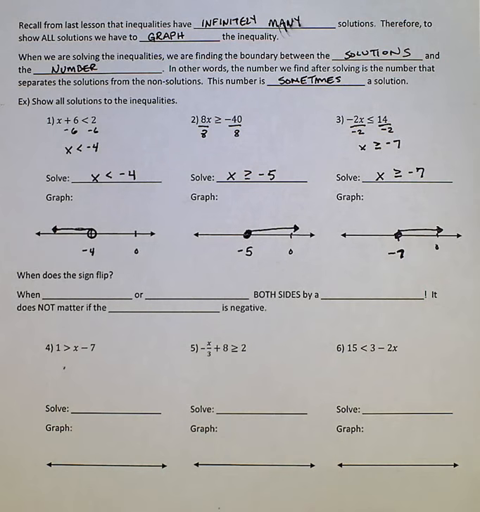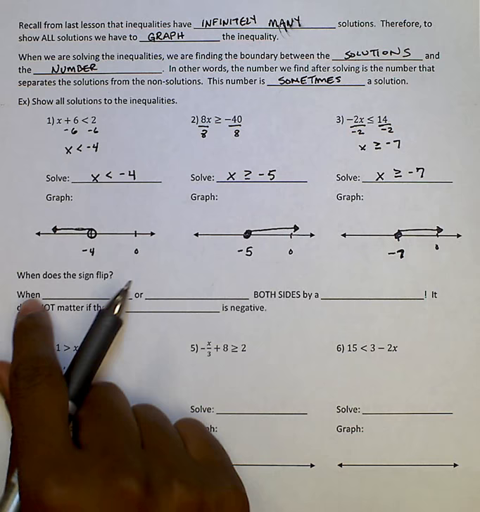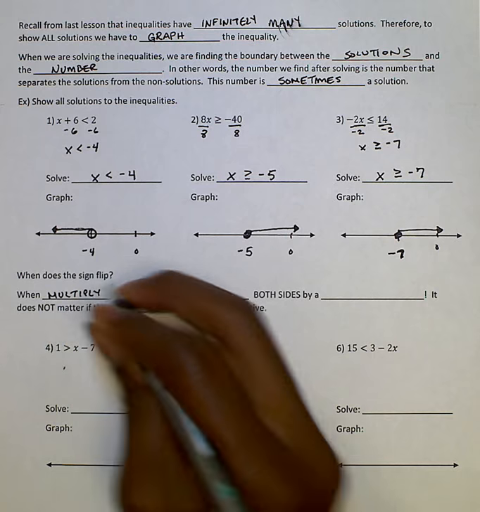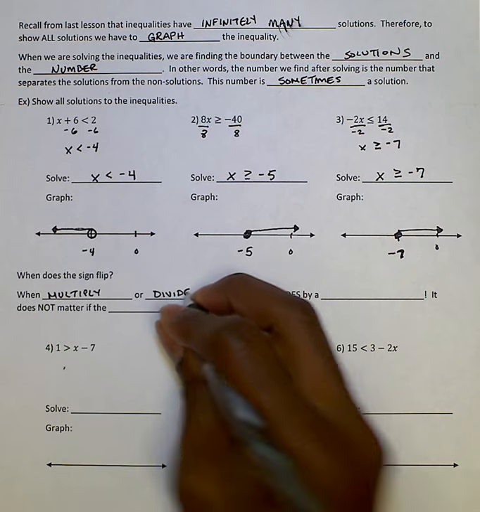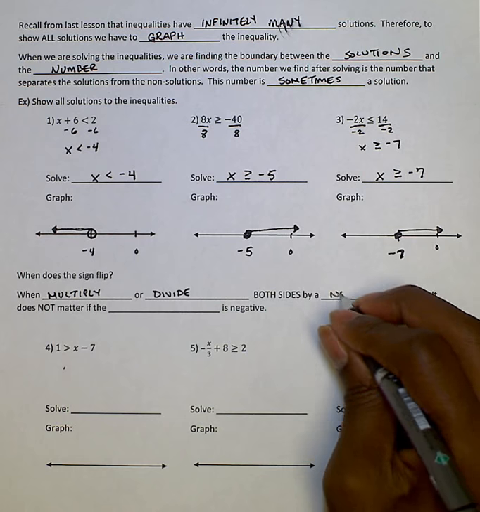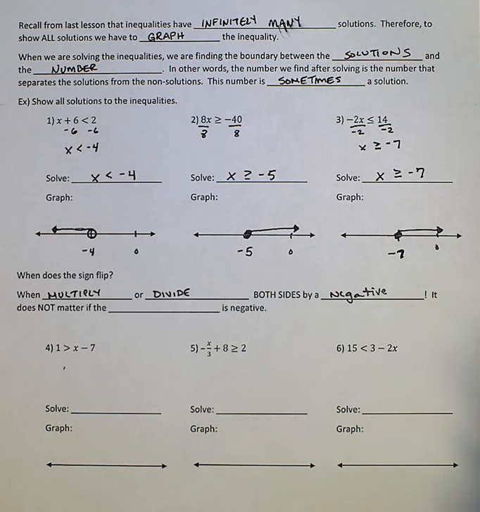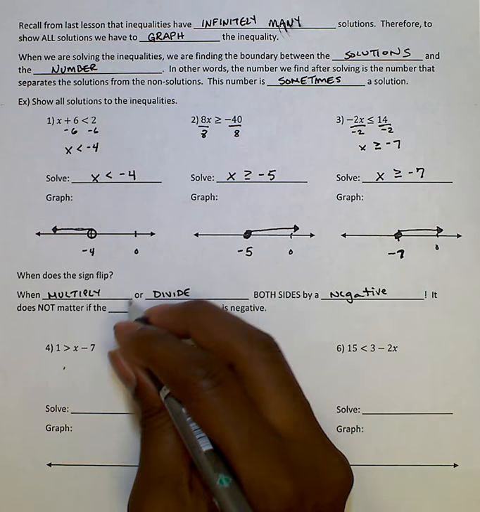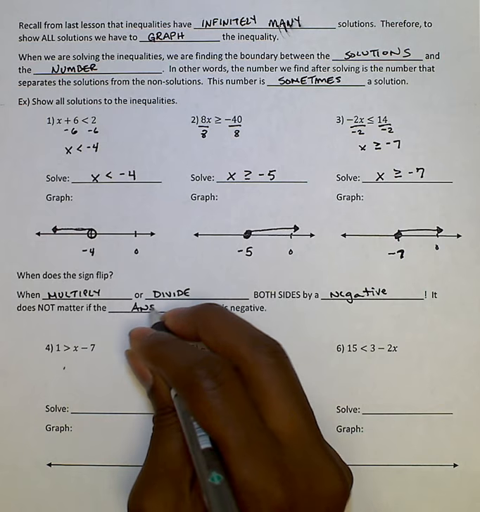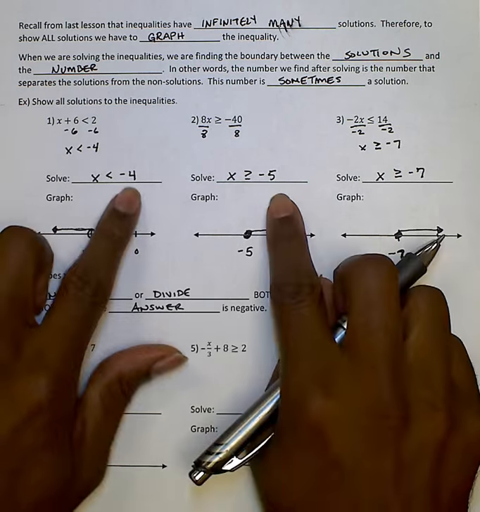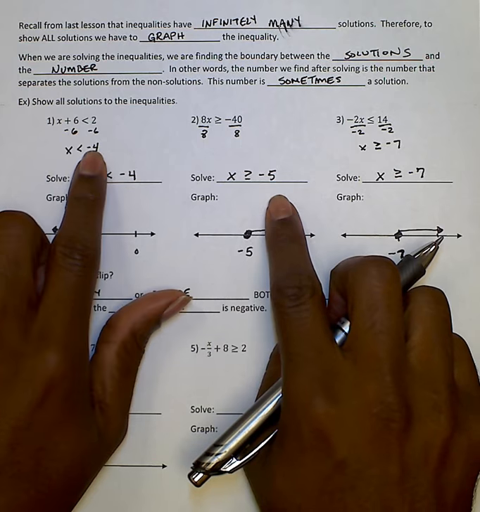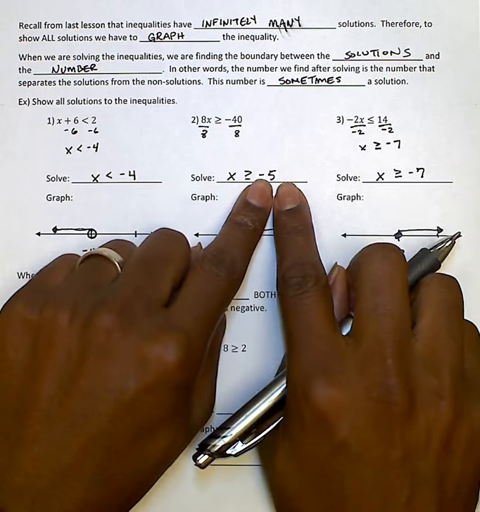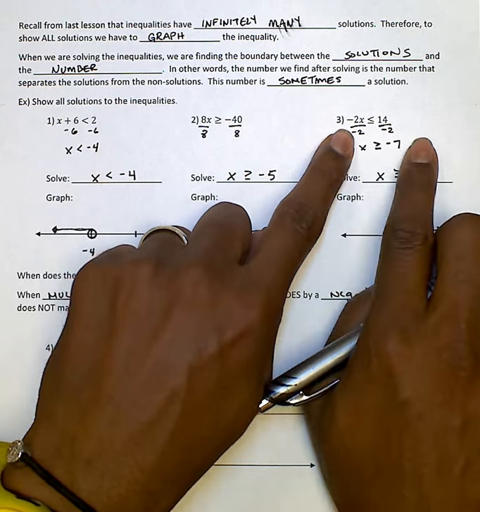Okay, so just so we understand this, when does the sign flip? When you multiply or divide by a negative number. It does not matter if the answer is negative. So notice up here, guys, that when we subtracted 6 and got a negative 4, we didn't have to flip the sign. When we divided by 8, and we got negative 5, we didn't have to flip the sign. But when we multiplied or divided both sides by negative 2, then we did have to flip the sign.